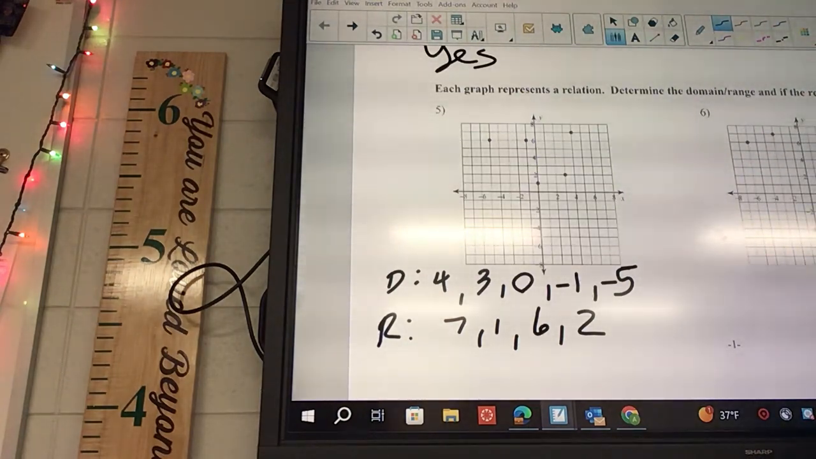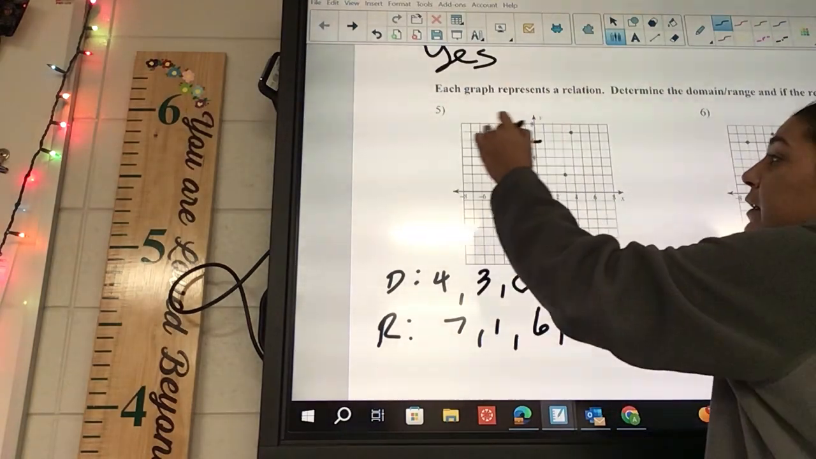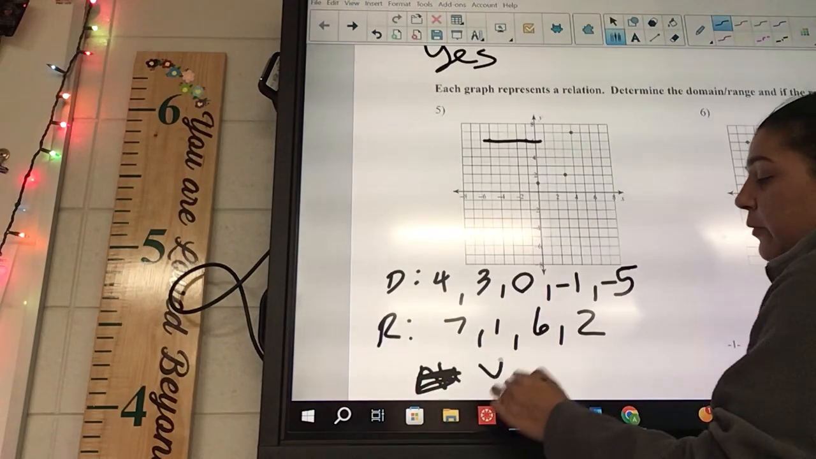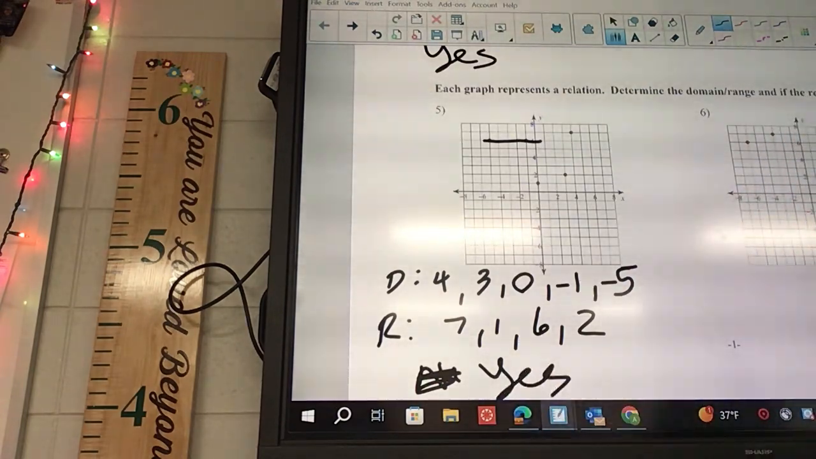Yes. Some of you are going to get tripped up because the range here is 6 on 2, but that one doesn't matter. So this one is a yes. I almost wrote no. It's only the x's that count.